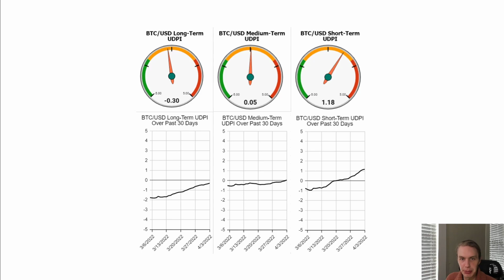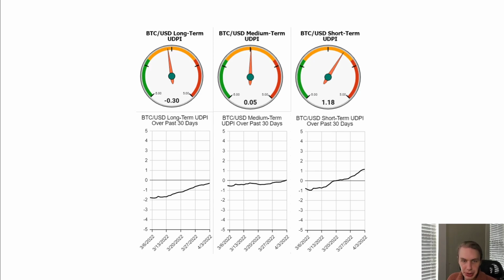So let's start off with Bitcoin here. I'm showing you here the Bitcoin UDPI levels across the three different time frames we look at. So we have the long-term UDPI that cares about moves that play out over months to years, so a much longer oriented model that reacts to things over a longer time frame. The medium term UDPI, which cares about moves that play out over weeks to months, so a little bit shorter in its time horizon. And then the short term UDPI that picks up on moves that play out over days to weeks, so kind of the shortest time interval that we watch here with the upside downside potential indicator.